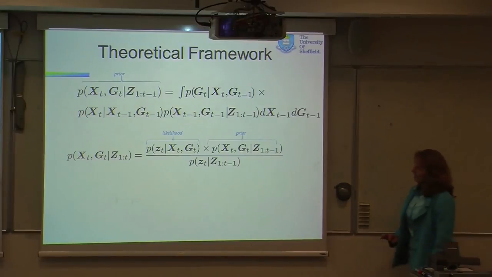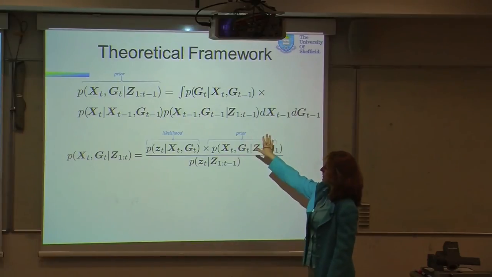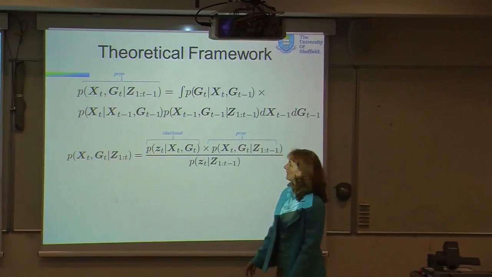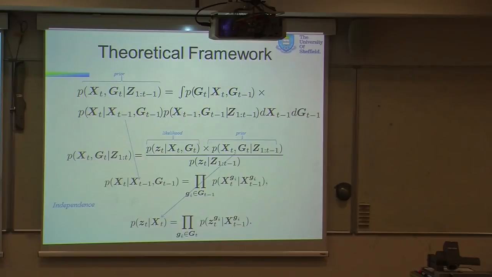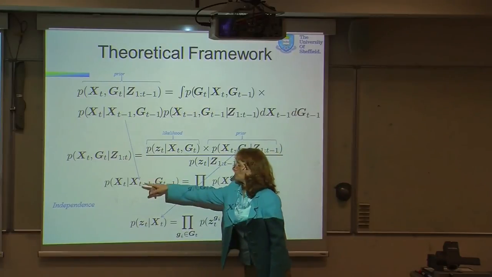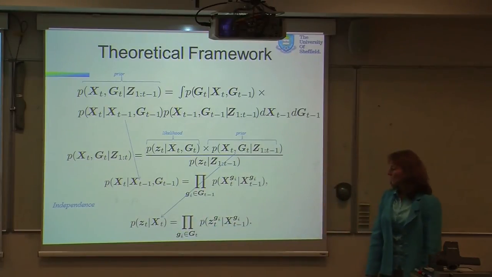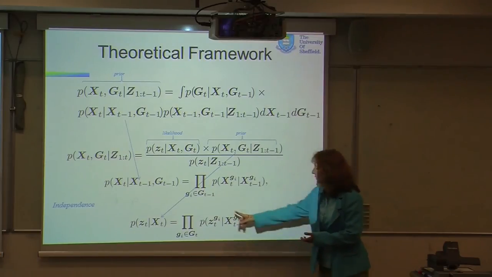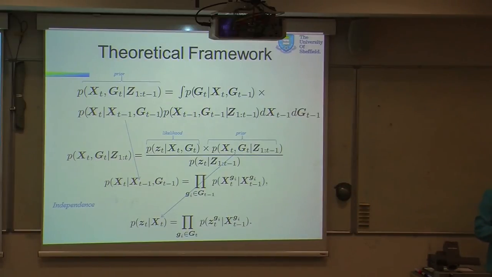We are applying the Bayesian rule and deriving the equation with respect to the state and the graph. And if we assume independent measurements, which is actually the case, we have an expression for the transition prior. And we have also an expression for the likelihood as a product of the likelihoods for separate measurements depending on the state of the subgroup or the whole group.